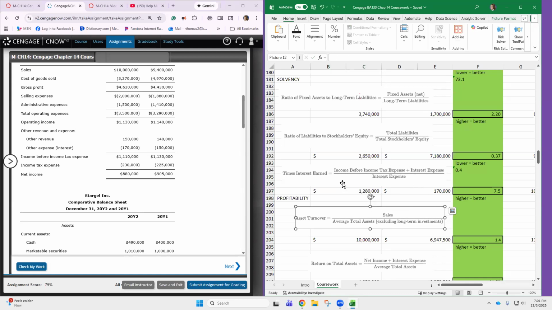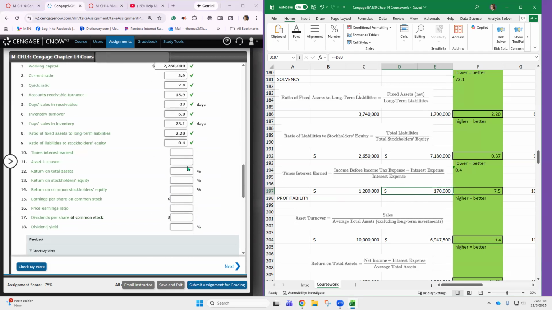I guess what I really ought to do, well, no, I've got it there. Okay, never mind. So you're going to take income before income tax plus your interest expense, and then you're going to divide by that interest expense. So what this is saying is that if this is our interest expense, how much are we earning? How many times can we pay that interest? We can pay that interest 7.5 times.